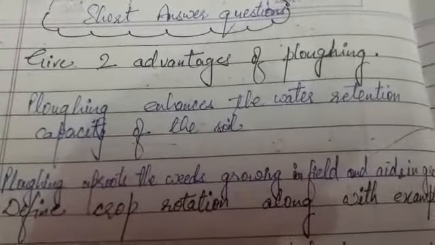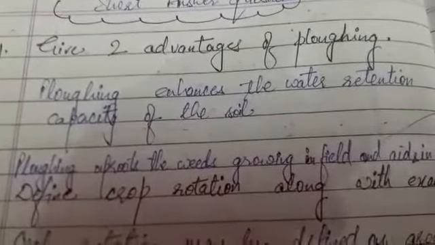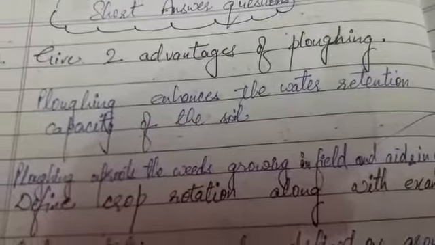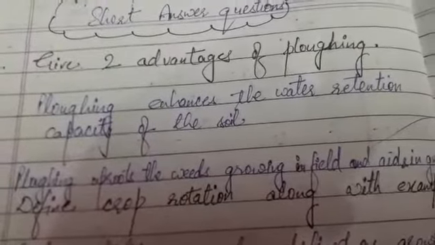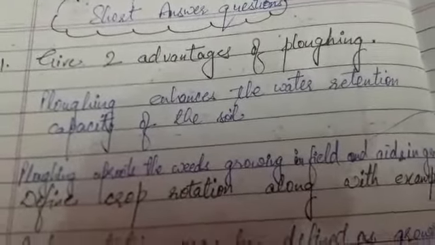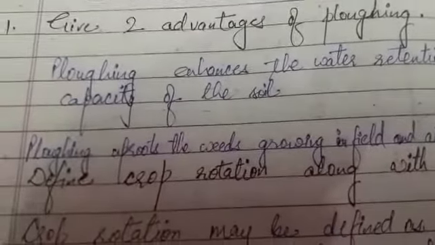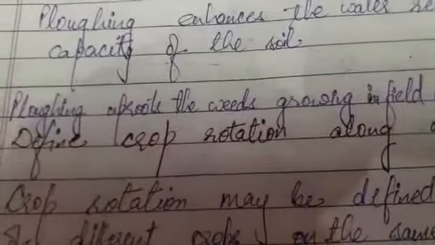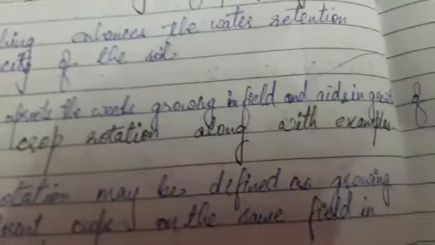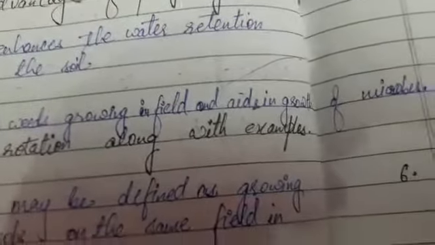Plowing enhances the water retention capacity of the soil, which means when we plow the field, the soil gets softened, which increases the ability to hold more water. Second one, plowing uproots the weeds growing in the field and aids in growth of microbes.